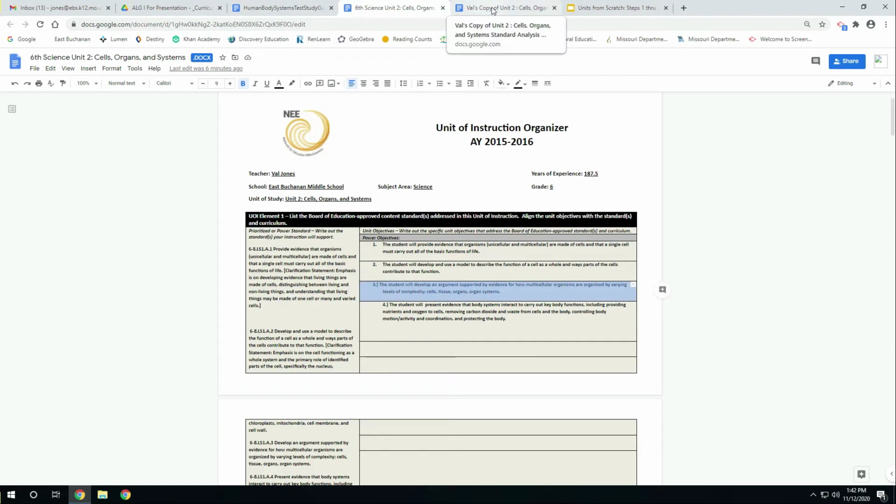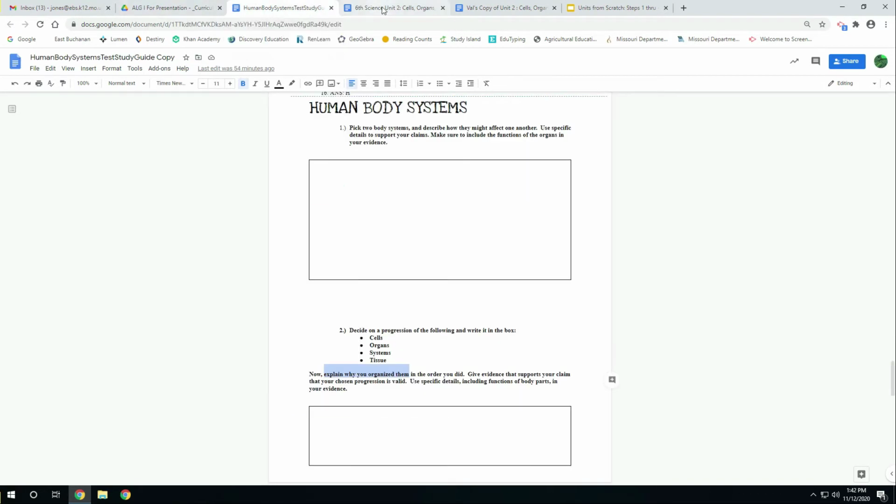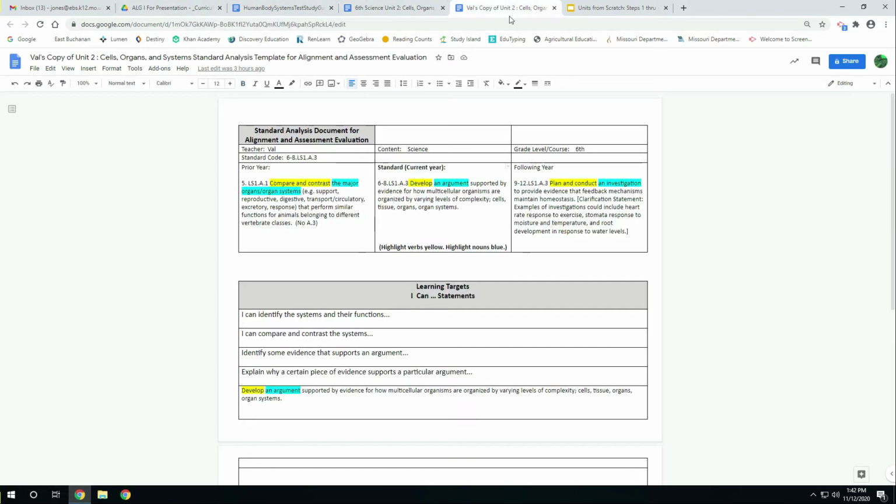All right, and then the third thing, so assessment, unit, and the third thing I want is this analysis document with my I can statements. My I can statements are actually going to help me just write these activities right now. So I'm going to look at the first one. I can identify the systems and their functions.